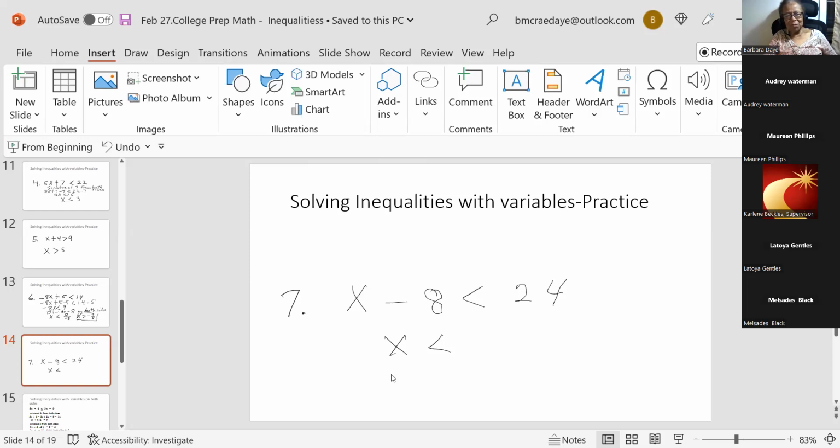So what do you get on the right when you add the 8? 24 plus 8 is what? 32. That's your answer, Audrey. So X is less than 32. Add 8 to both sides. 8 minus 8 gives you 0, you're just left with X, and when you add 8 and 24, you get 32. So your answer is X less than 32.